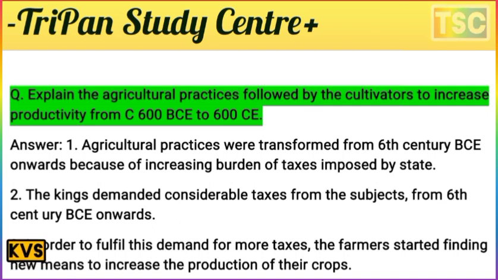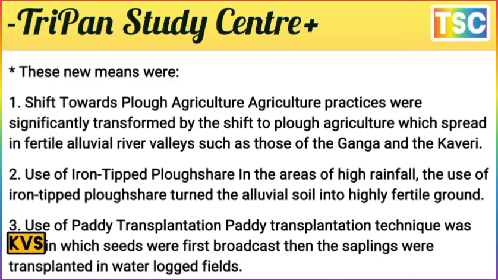In order to fulfill this demand for more taxes, the farmers started finding new means to increase the production of their crops. These new means were, first, the shift to plough agriculture, which spread in the fertile alluvial river valleys such as those of the Ganga and the Kaveri.